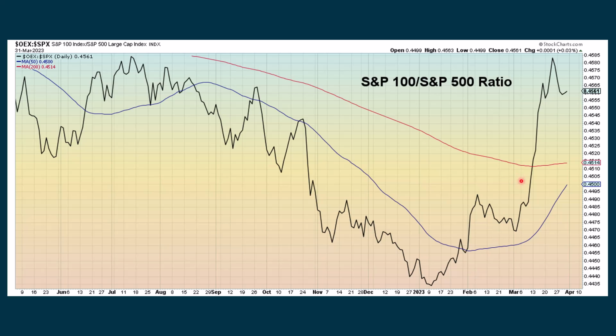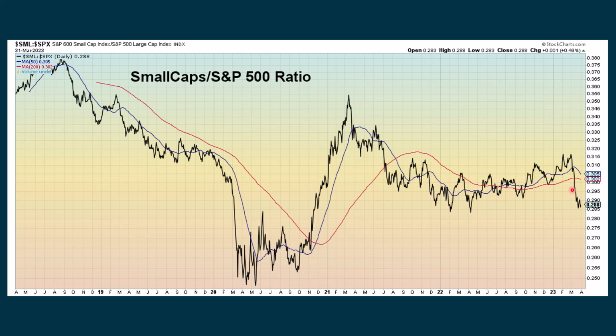The S&P 100 has been outperforming the S&P 500, but not enough to give us a golden cross. The small caps had a pretty good week last week, but they're still underperforming the S&P. We're seeing this really going down, even though it's still in an overall uptrend.